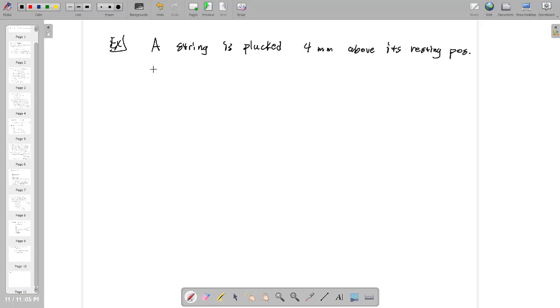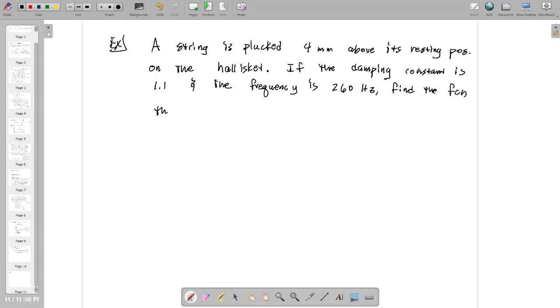The string is plucked 4 millimeters above the resting position on the harp. If the damping constant is 1.1 and the frequency is 260 Hz, find the function that models this scenario. Okay, there's actually a bit more information than you probably immediately see. I want to note that we're plucking it 4 millimeters above its resting position. So it's starting at a maximum. So we're using cosine. We use this function, y equals k e to the negative ct cosine omega t. And again, that's because it's plucked 4 millimeters above its resting position, means it's starting at a maximum value.